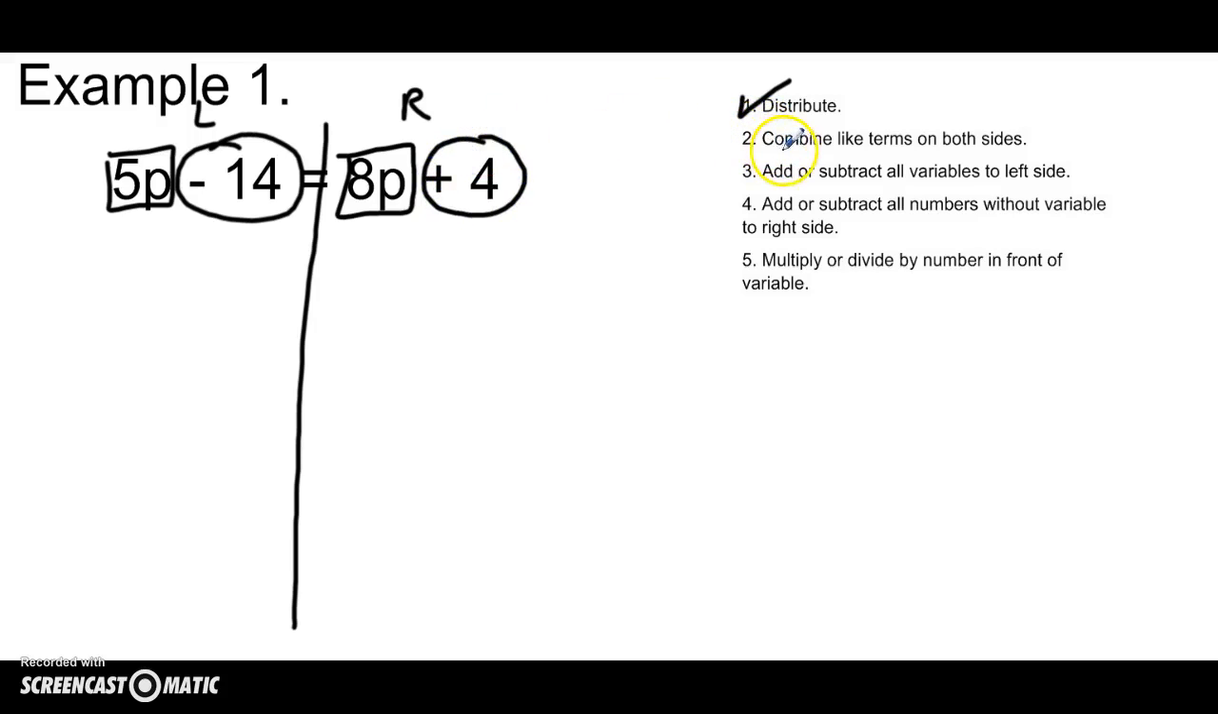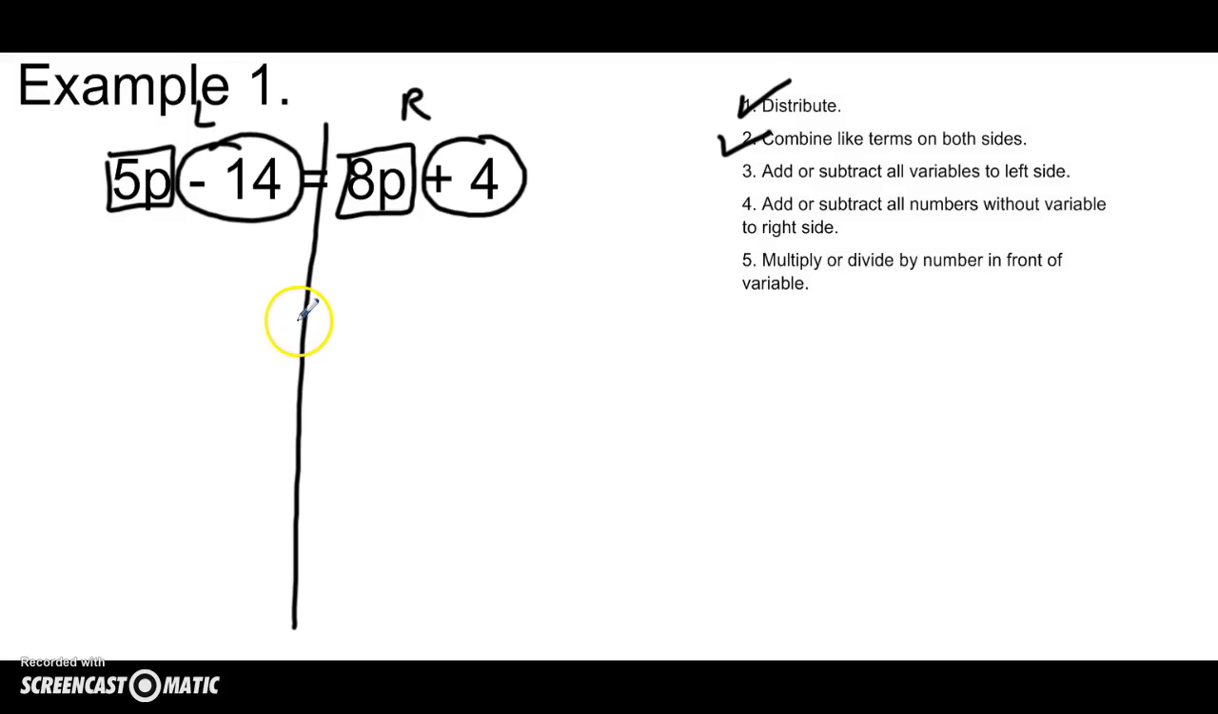Be very careful about step 2. It says to combine like terms on both sides. What that means is, if there are any terms to combine on the left side, go ahead and do that now. And if there are any terms to combine on the right side, go ahead and do that now. However, I don't have any terms to combine on either side. So step 2, check.